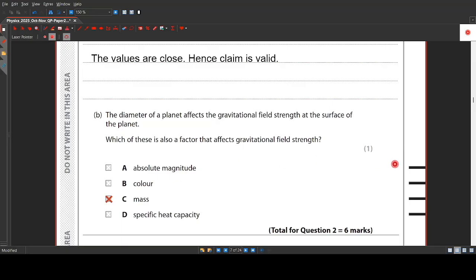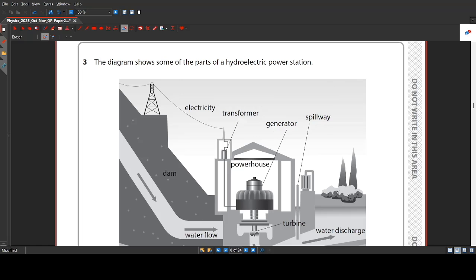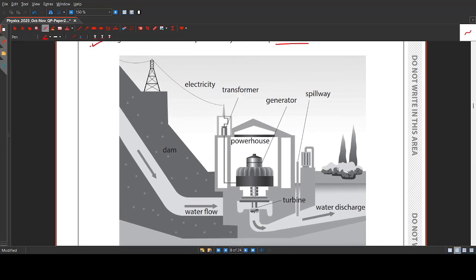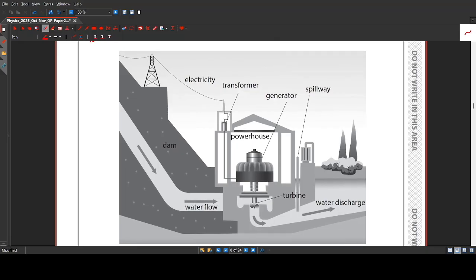All right, so I hope you have understood the second question as well. All right, let's move to the next question, which is question number 3. Let's see what we have over here. The diagram shows some of the parts of a hydroelectric power station. So this is mainly the diagram of a hydroelectric power station. This is mainly the planning for a hydroelectric power station.